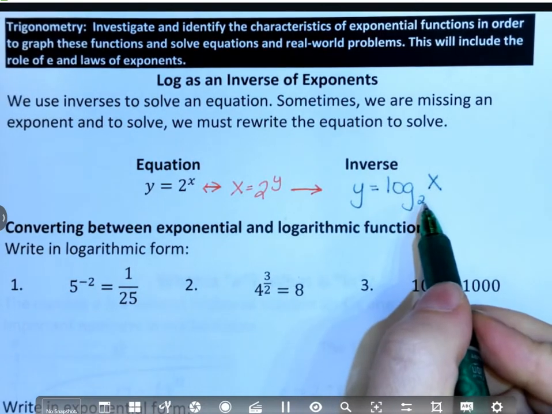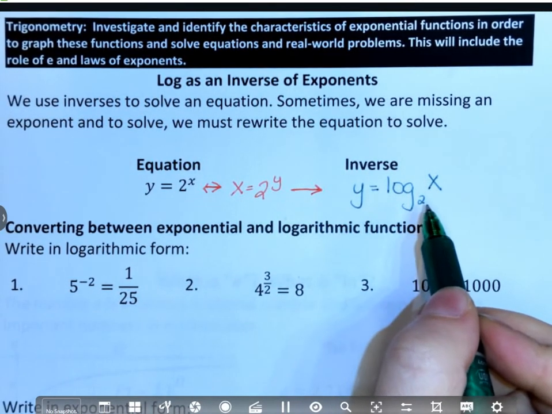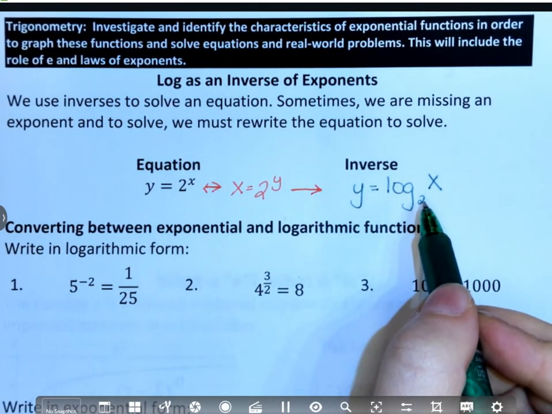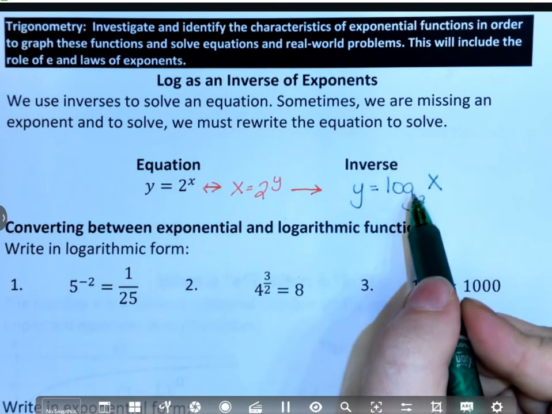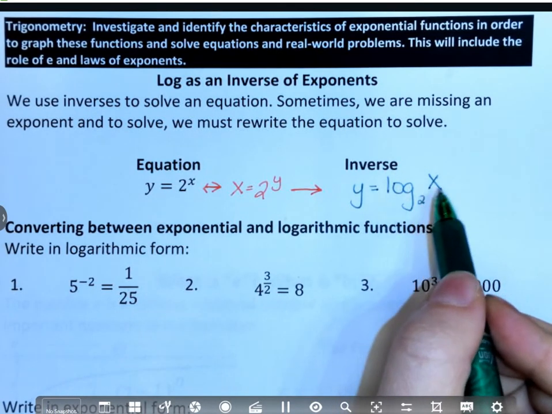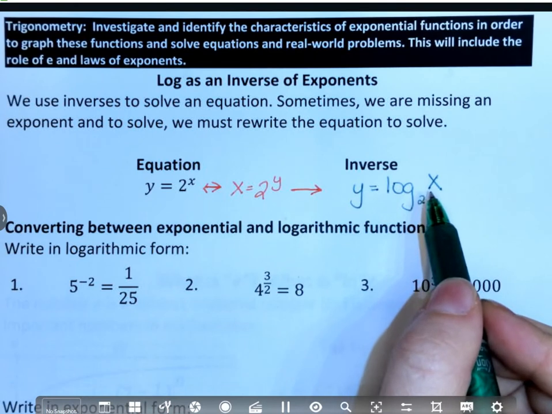That 2 is a little 2. That is a subscript. It's like the opposite of an exponent. Exponents go up, these guys go down. And x is a full-size number.